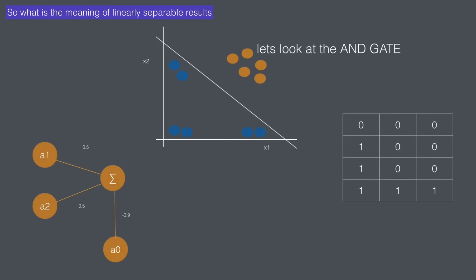Now let's see an AND gate. Suppose you have two values a1 and a2, with weights 0.5 and bias minus 0.9. When both are present, the sum will be 1 minus 0.9, which will be positive. So a positive sum gives a positive activation value, and for the other three cases, you will have a negative value. So you can still separate them with just one line or one neuron.